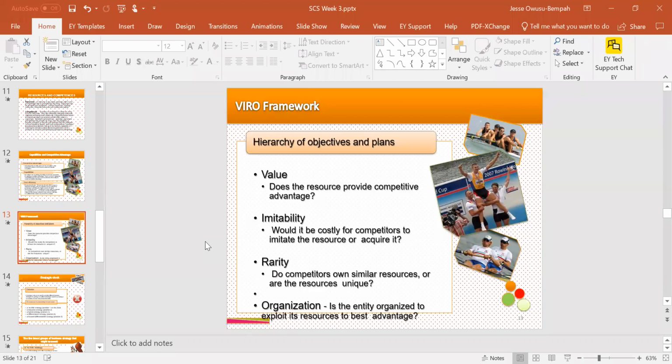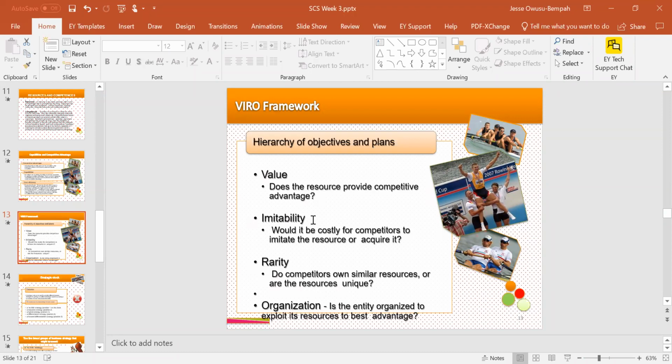So first of all, the first question you need to ask yourself is, does the resource provide competitive advantage? That's value. Does it give value? Then imitability. Is it easy for competitors to imitate the resource or to acquire it? Is it easy to buy Lionel Messi from Barcelona, or even get a player that will play at his level? That's imitability: the ability for a competitor to imitate the resource or acquire it.